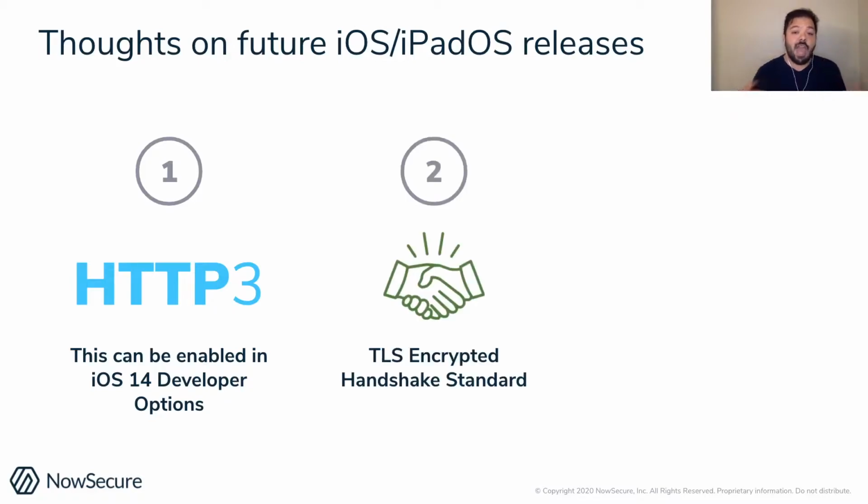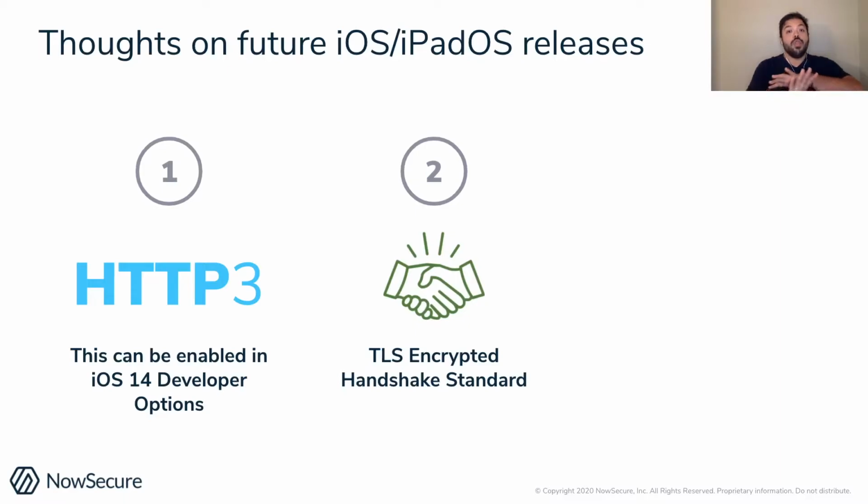Even bigger than that is Apple is working with the IETF on a TLS encrypted handshake standard. This is really interesting for a lot of reasons. For those of you who are in the security mindset, who do man-in-the-middle testing and network testing and a lot of that client-side network handling testing, this could be a real big change for iOS.